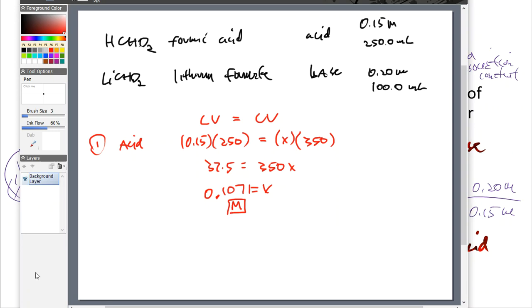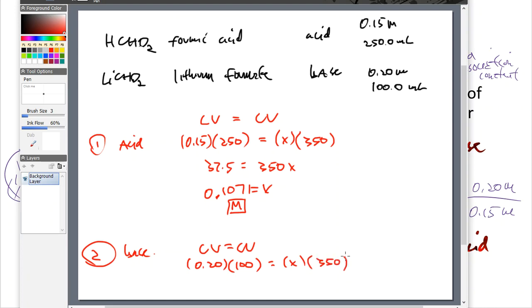All right. Now, number 2, I now need to work with the base. And I do kind of the same thing here. It is another dilution problem, CV equals CV. So in this particular question, it tells me that the initial concentration of the base is 0.20, and I've used 100 milliliters of that material. Okay, well, what is the concentration of that base if I take it to a total volume of 350?